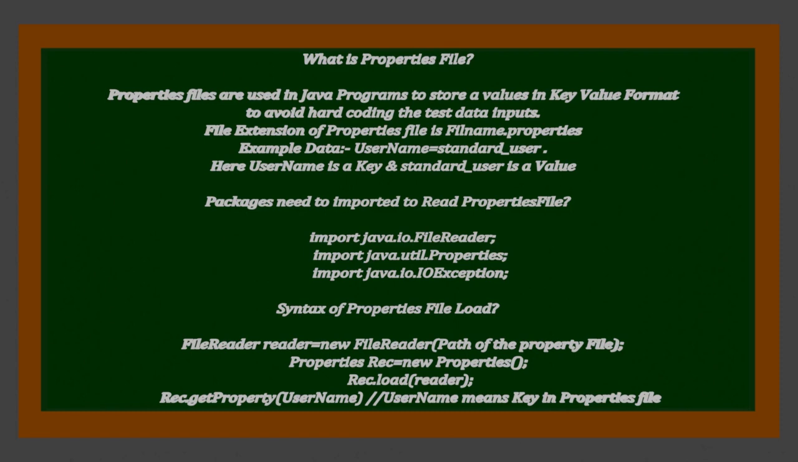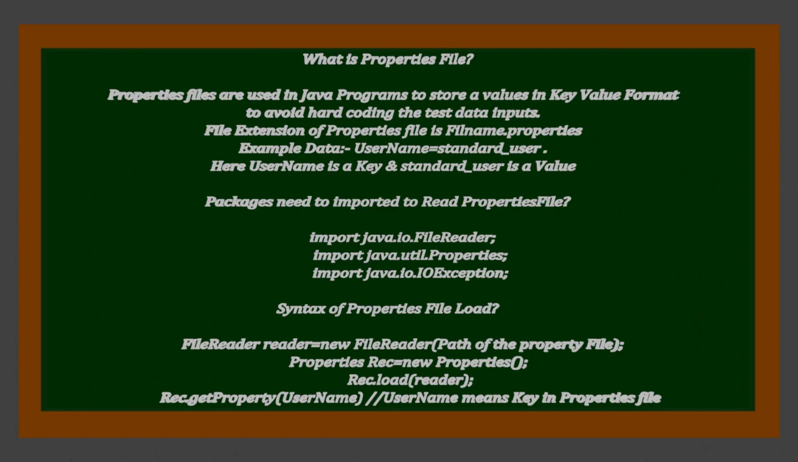Second, you need to initialize the properties, the same as before: Properties, new Properties. Similarly to how we define a class, the object, and the name of the class. Properties is a class, right? To invoke Properties, in this case rec is my object. The next step is I should load the value, the path of the property file which we already have. So we have to load it: rec.load, passing the file reader.